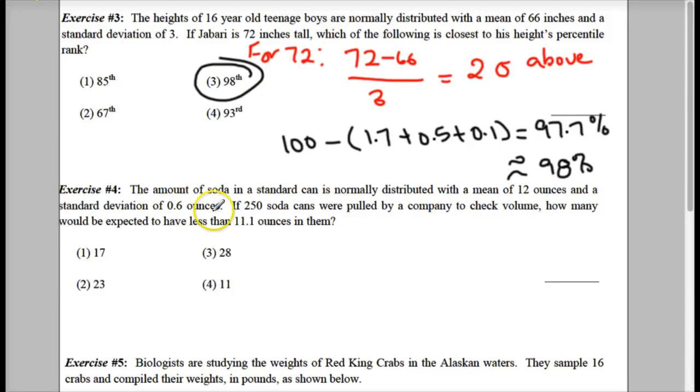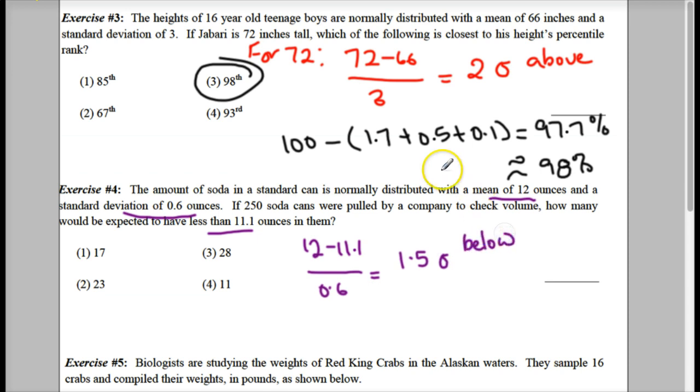Now think for a second. Standard deviation, the mean, and this is what's required. First of all, you ask yourself, is this going to be below or above? Exactly, this will be below because what I'm looking for is less than the mean. So this ends up being 12 take away 11.1 divided by the standard deviation, which works out to be 1.5 standard deviations below. Now 1.5 standard deviations, what is that? How many percent is that?